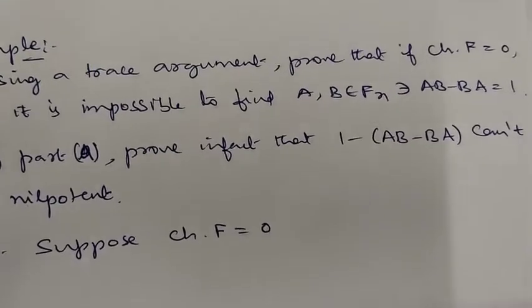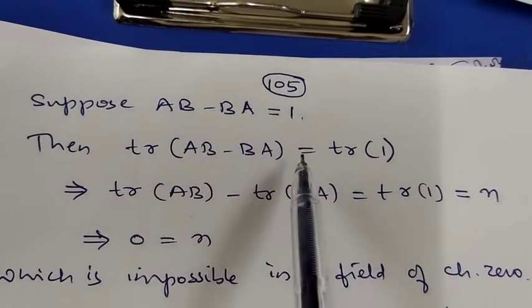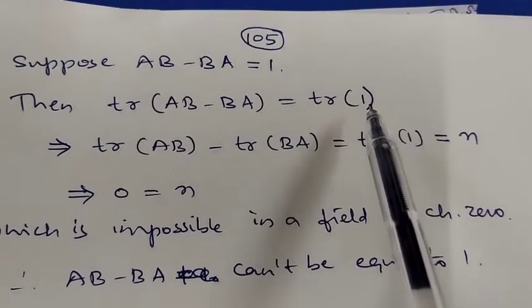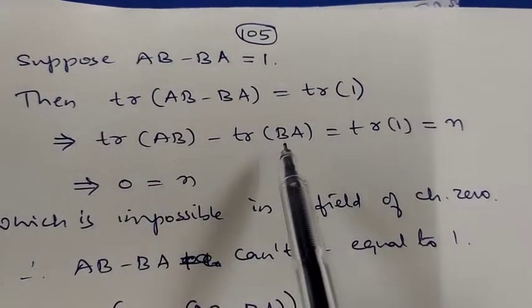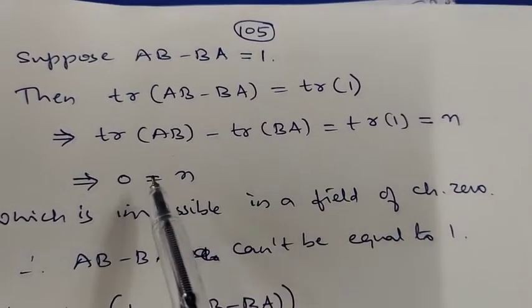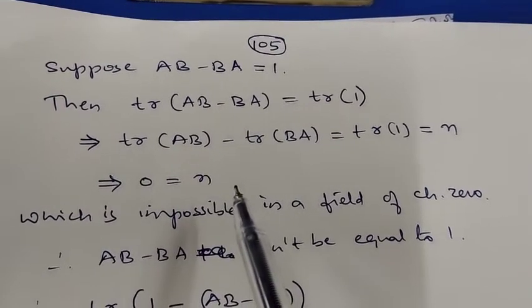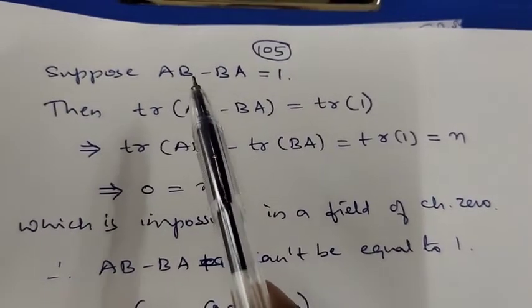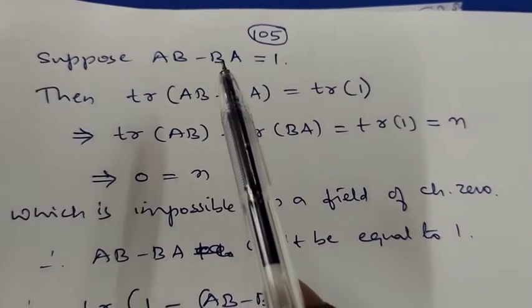Okay. First part. We are given that the characteristic of F is 0. Suppose on the contrary that AB minus BA is 1. If AB minus BA is 1, what will happen? Trace of AB minus BA is equal to trace of 1. But trace of 1 is n, because the trace of the identity matrix of order n cross n is n. So trace of AB minus trace of BA is equal to n, which means n is equal to 0. Is it possible? This is possible in a field of characteristic n, but we have taken F as a field of characteristic 0, so it is impossible. It means we cannot find n cross n matrices A and B such that AB minus BA is equal to 1.